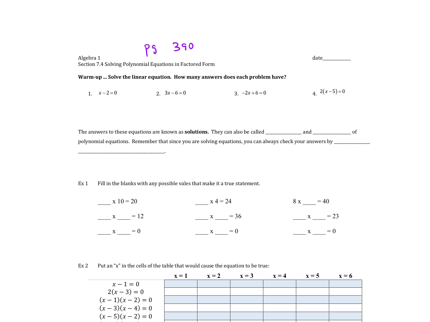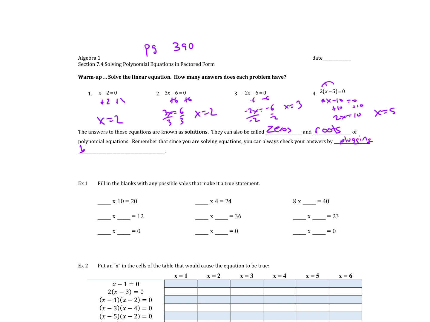So these are known as solutions. You've heard that word before. They can also be called zeros because they're the x value that makes the equation equal to 0. And sometimes they're called roots of polynomial equations. And one other thing to remember is when we're solving, we can always check our answers by plugging back in the solution to the equation to see if it's true.